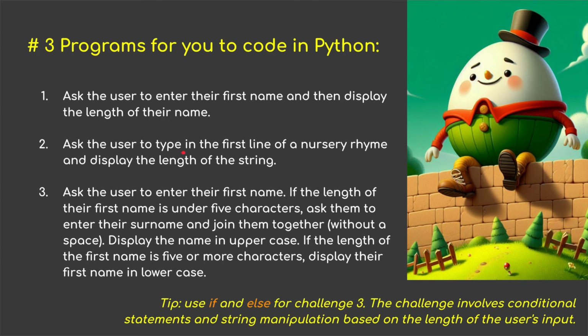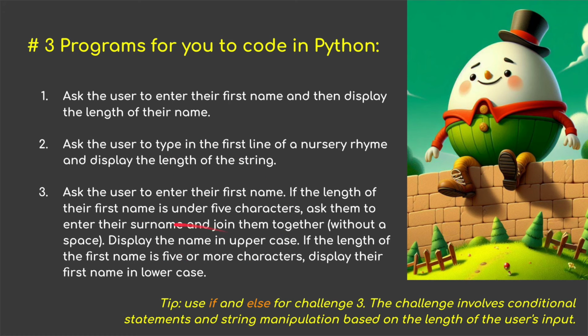Number two, ask the user to type in the first line of a nursery rhyme, such as Humpty Dumpty, and display the length of the string. Number three, ask the user to enter their first name. If the length of their first name is under 5 characters, ask them to enter their surname and join them together without a space. Display the name in uppercase. If the length of the first name is 5 or more characters, display their first name in lowercase.